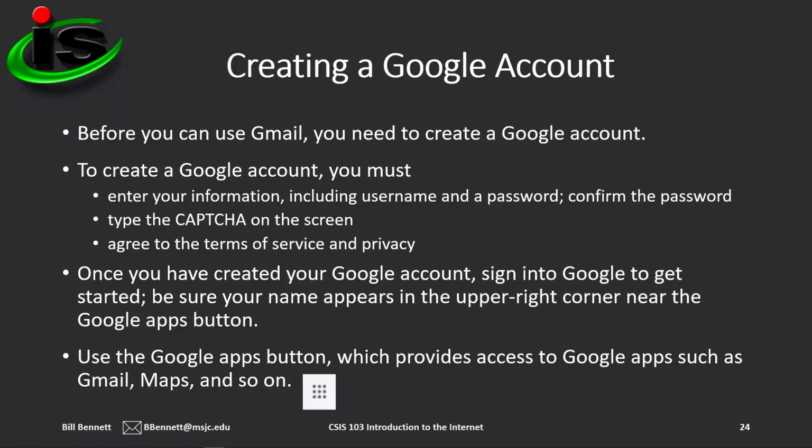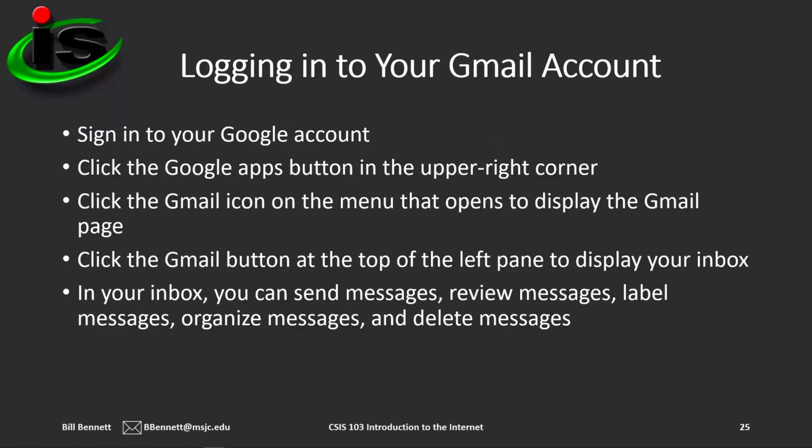Use the Google Apps button, which provides access to Google Apps such as Gmail, Maps, and so on, to get to your webmail application. When you sign into your Google account, click the Google Apps button in the upper right-hand corner. Click the Gmail icon that's on the menu to display the Gmail page. Click the Gmail button at the top of the left pane to display your inbox. In your inbox, you can send messages, receive messages, label messages, organize messages, and delete messages.